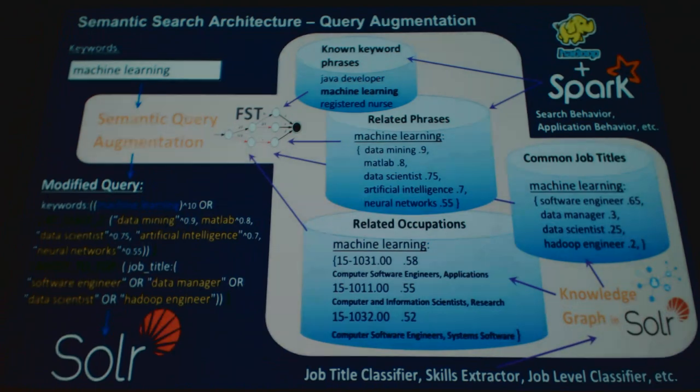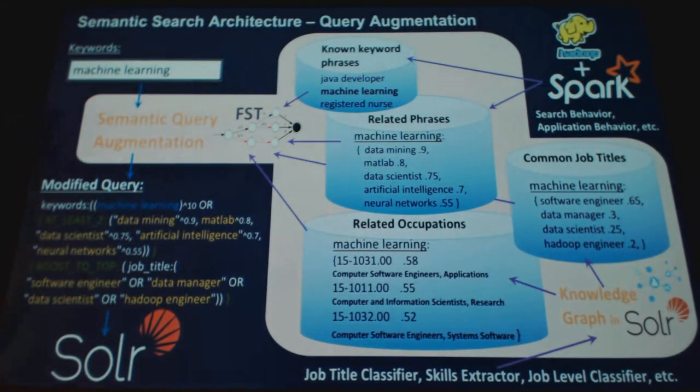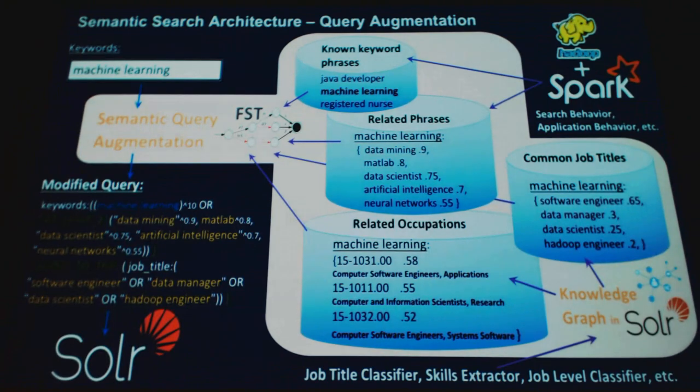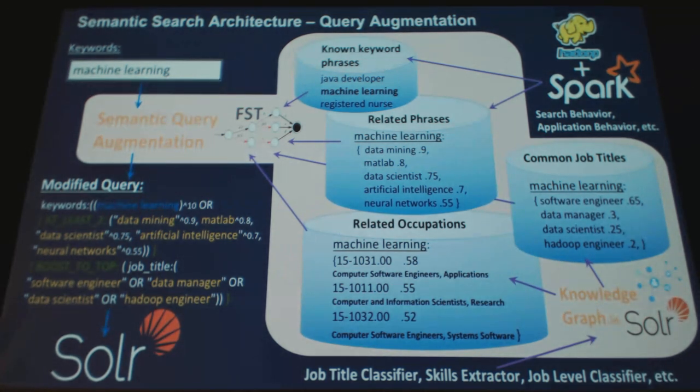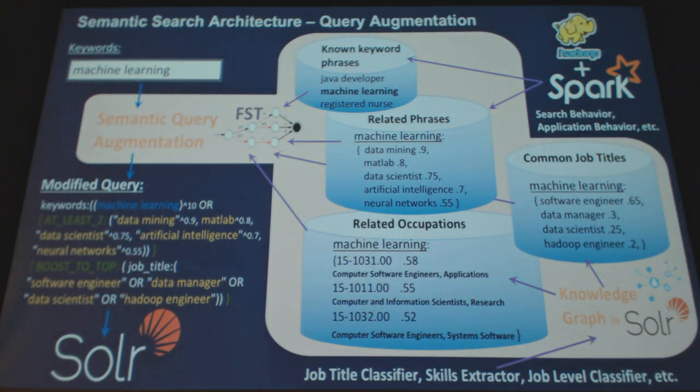So assuming we went through that whole parsing step, and one of the things that we parsed out was the phrase machine learning, what do we do then? We pass machine learning into our semantic query augmentation phase, and it pulls in things like related phrases, common job titles associated with that phrase, occupational classifications. It gets all of those from our semantic knowledge graph, which I'm going to talk about in a few minutes. That is also built on an inverted index as a sidebar index, so you probably see a theme here. We use the search engine very heavily to inform the search engine about how it should do better as a search engine.